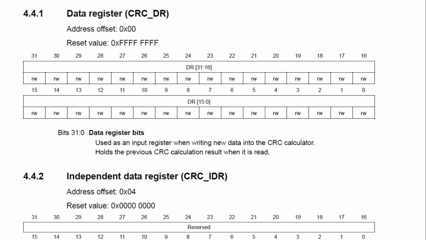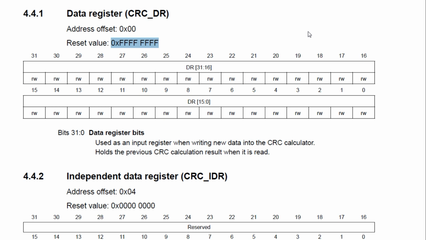Okay, here's our CRC data register. This is where we write our 4 data bytes into. And the address offset is 00. So the address of this register is 4002.3000. Now the reset value of this register is all F's. So we have to do that before we start a calculation.